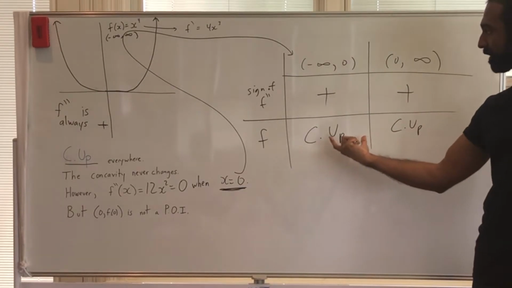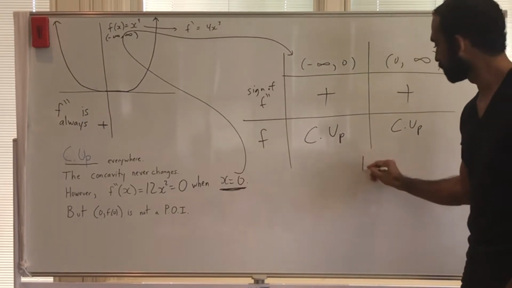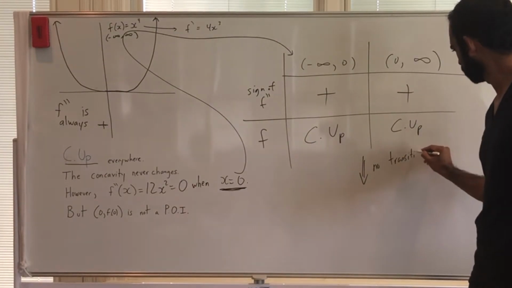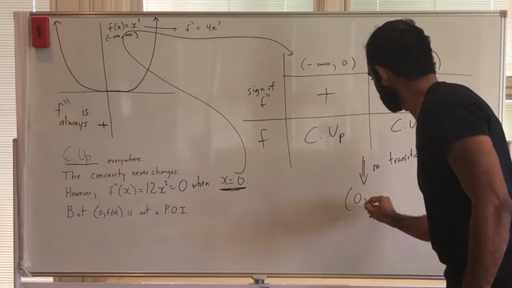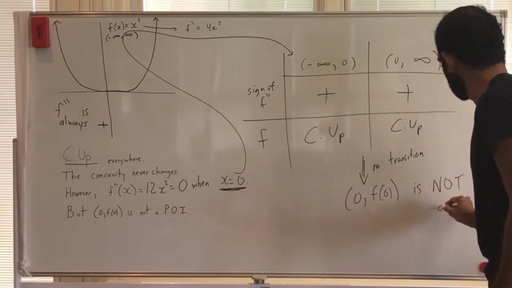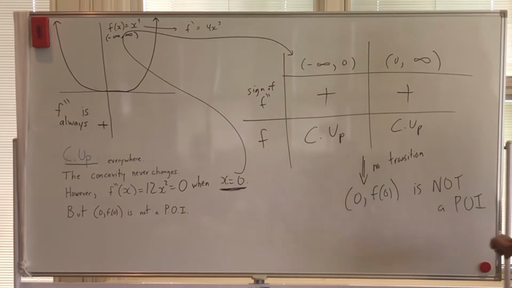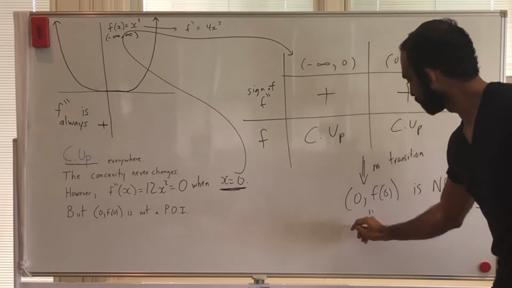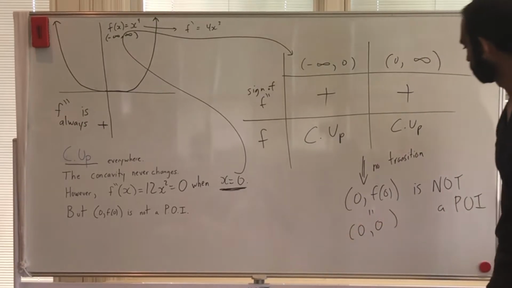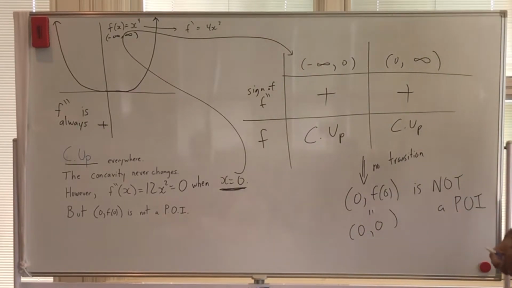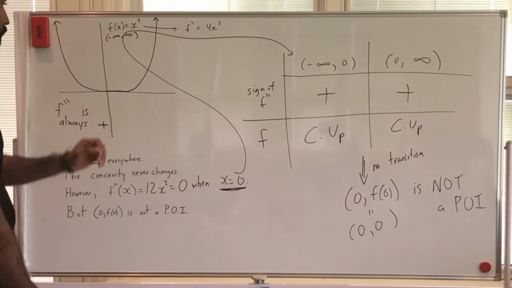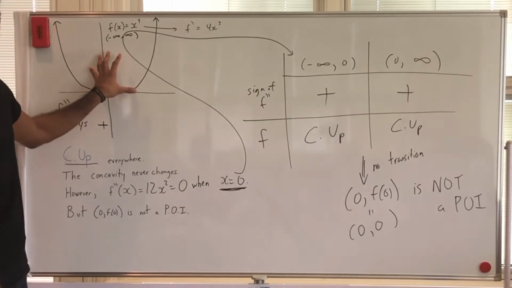Do you see a transition in concavity from here to here? No. So conclusion, there is no transition. So 0, f of 0, is not a point of inflection, which I'll abbreviate POI. And of course, 0, f of 0, simplified as 0, 0. It's not a POI because you do not see a transition in concavity. This again is how you would do it if you didn't have a graph in front of you.